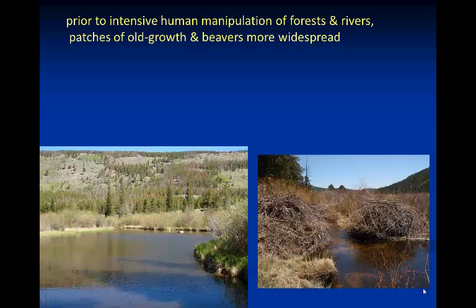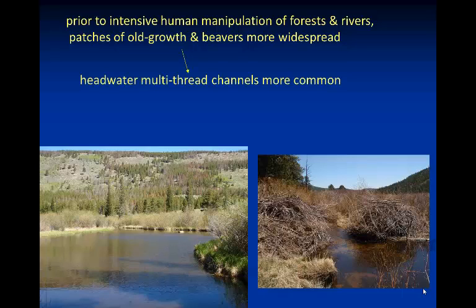So prior to very intensive human manipulation of forests and rivers, both in this environment in Rocky Mountain National Park and worldwide, old-growth forest was much more widespread, and beavers were much more common across both Eurasia and North America. There are two species of beavers, Castor canadensis in North America and Castor fiber in Europe. And historically, beaver were present from Siberia over to Spain and down to southern Europe and up into the Arctic regions.